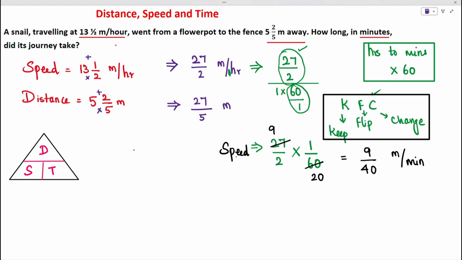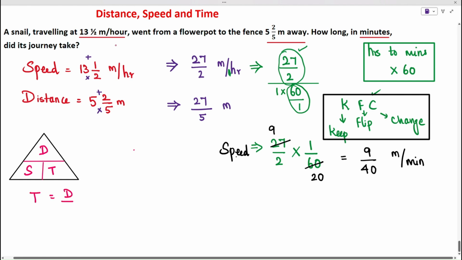So we have our three values, and what we can do with our triangle is we can cover up the thing that we want to find. So we here want to find the time. So if you were to put your finger over t, you're left with d over s. So time is equal to distance divided by speed. So that's one of the equations.